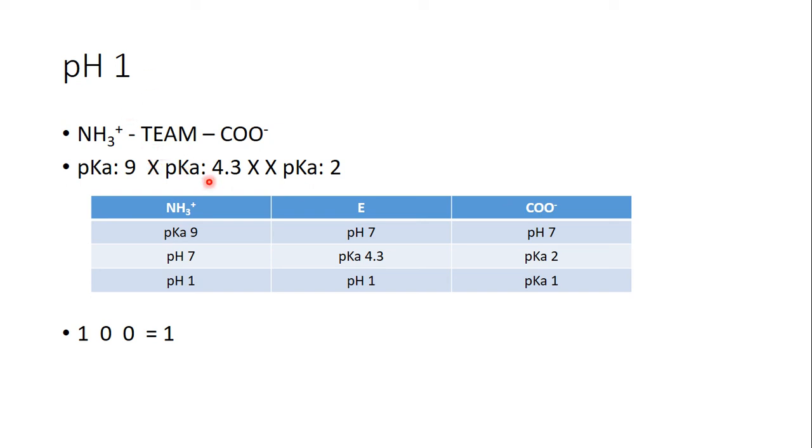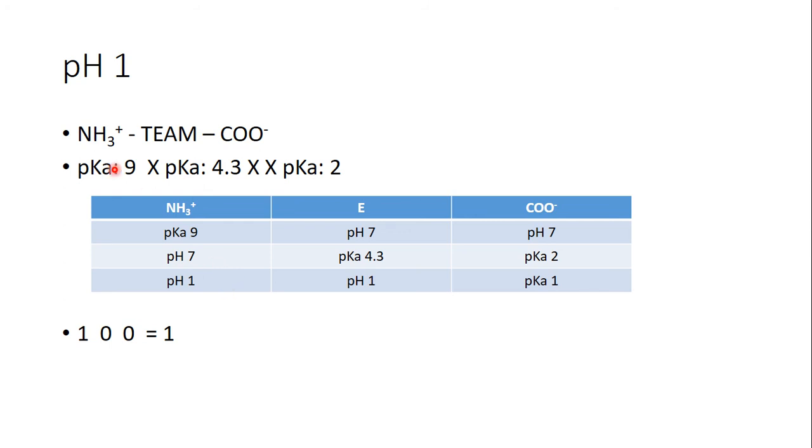E has a side chain pKa of 4.3. A and M both don't have a side chain pKa, so I can ignore that. The C-terminus has a pKa of 2. Once I figure out which groups, which amino acids have pKa's, I make a little table where I have my 3 residues or 3 functional groups that have pKa's. Then I list in order from large to small the pKa, pH 7, and whatever pH we're going to.